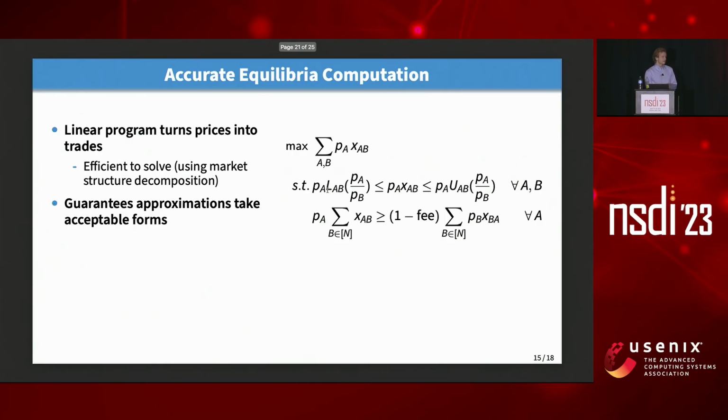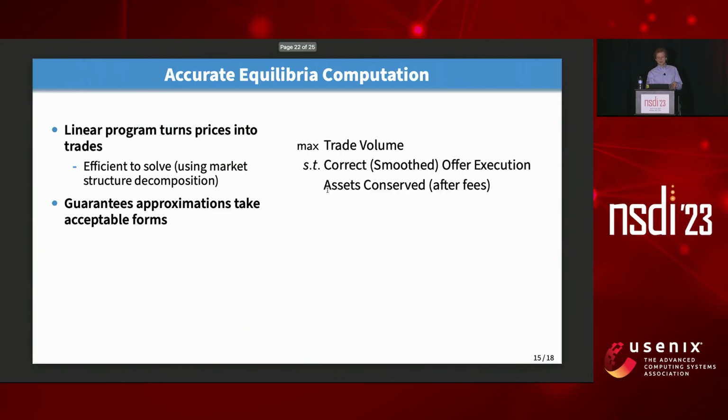Now, once we have these prices, we need to turn that into a set of trades. And we can do this by solving this linear program here. Don't look at it too closely, but it's efficient to solve because we can take advantage of the same market structure decomposition and make the size of it only depend on the number of assets. In practice, what it's doing is maximizing trade volume subject to these approximation constraints. And so this just guarantees that any approximations that we have take these forms of a fee or offer smoothing.